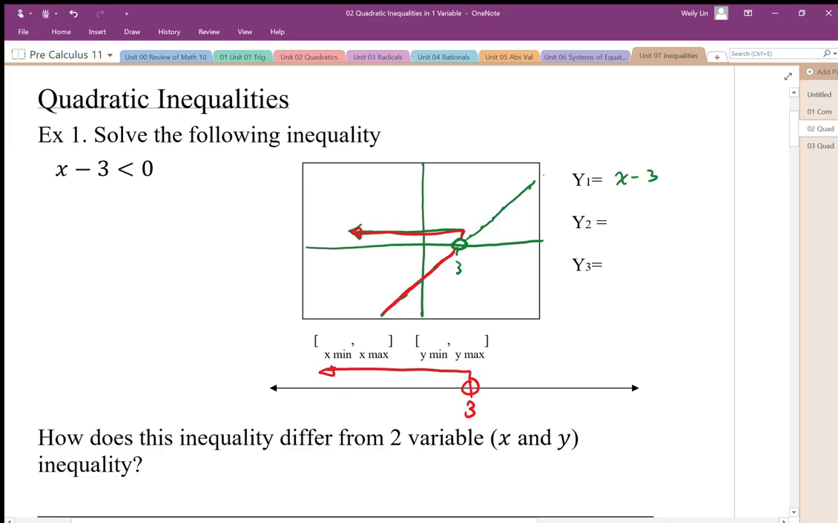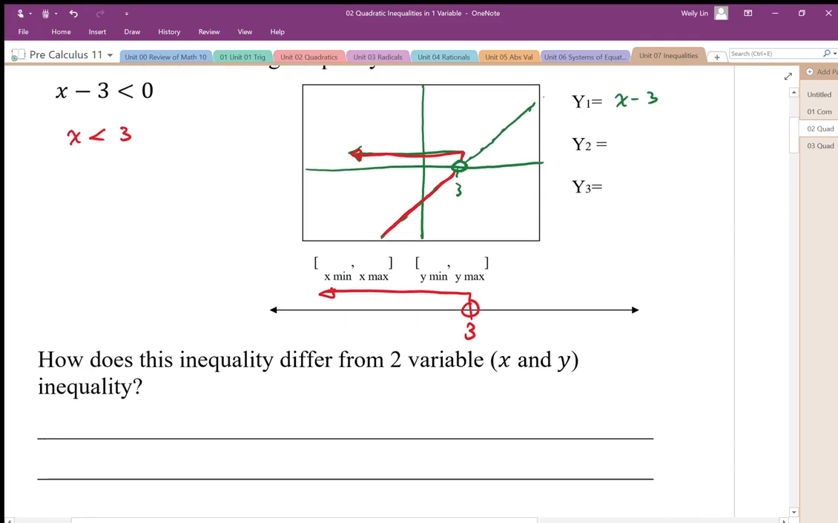And again, I can show that solution by solving algebraically, and I get x is less than 3. So this is a linear inequality because it's a straight line, but it is a one-dimensional inequality, so my solution is along the x-axis. Okay, and I show it in one dimension.